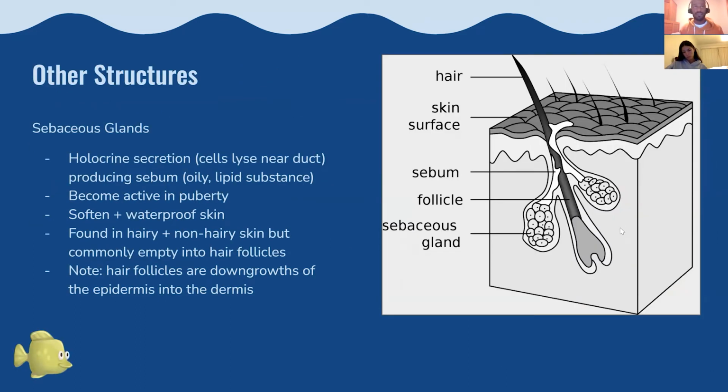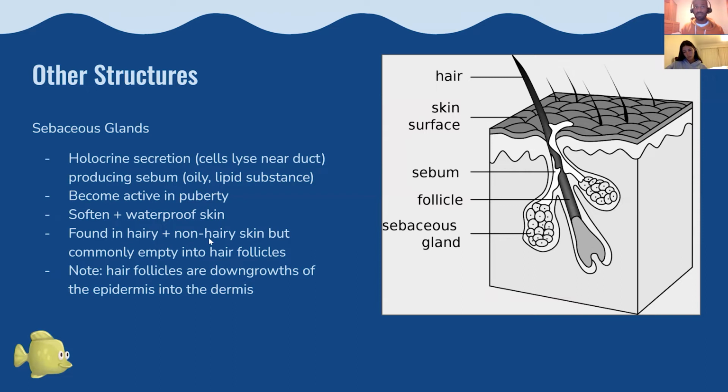The other structures that you get in the dermis are some sebaceous glands. So these are glands that are often found near hair follicles, and they secrete an oily substance called sebum. Right, so these cells will lyse and put some sebum onto this hair shaft, and then it'll travel up the shaft and leave the skin, and we call this holocrine secretion. These glands become active during puberty, and their aim is to soften and waterproof the skin.